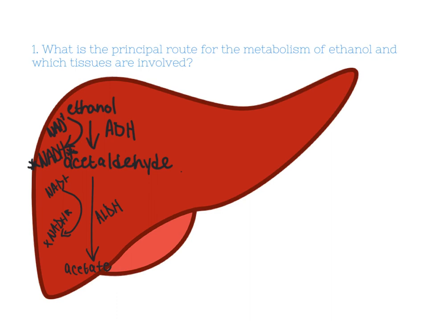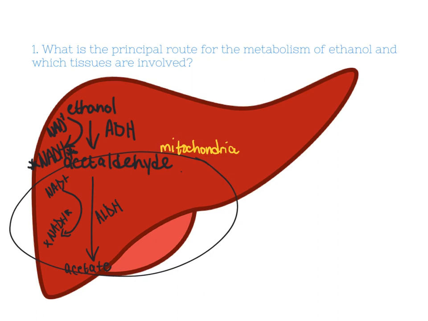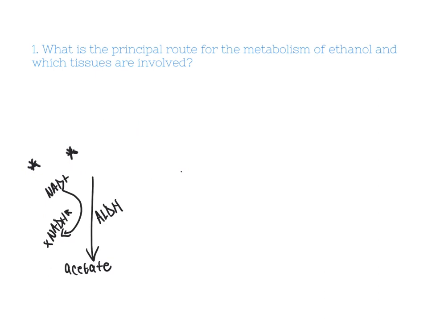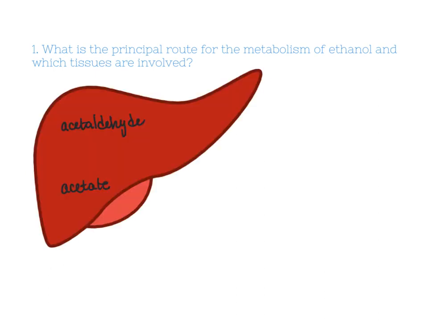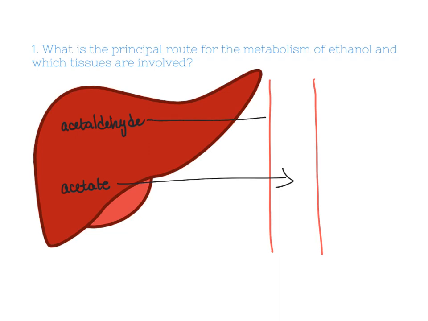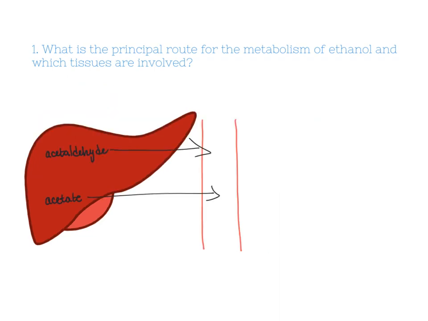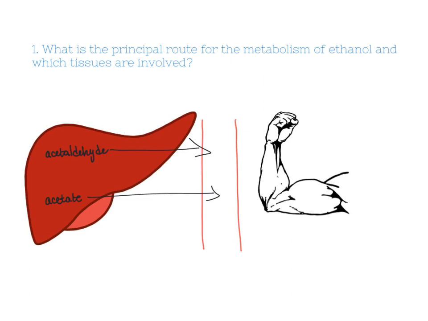Remember how I mentioned the first step in this reaction occurs in the cytosol? Well, the second reaction, the conversion into acetate, occurs in the mitochondria. Now I'm gonna go ahead and clear out my screen to make the next step easier to visualize. After the generation of acetate, most of it enters the bloodstream, as does some of the acetaldehyde. Both of them are then taken up by peripheral tissues, including skeletal muscle.